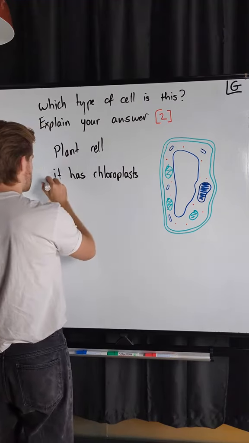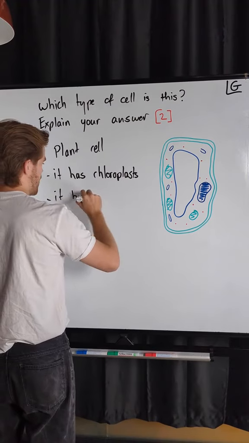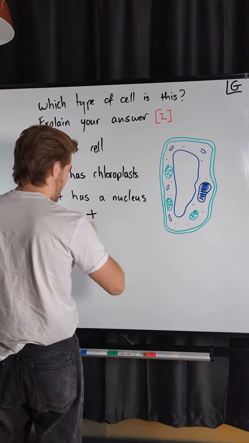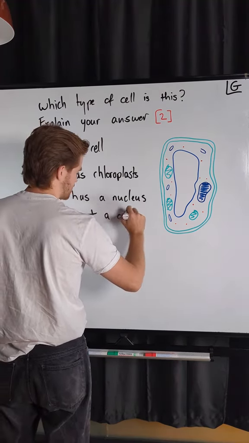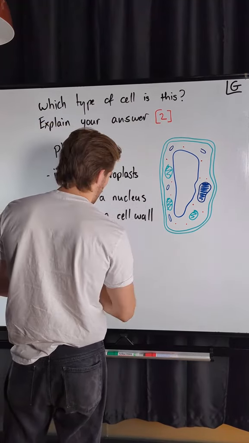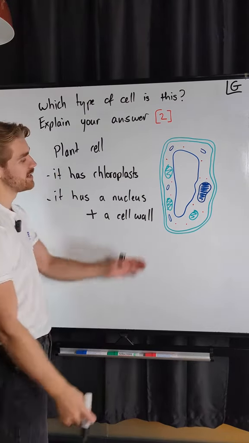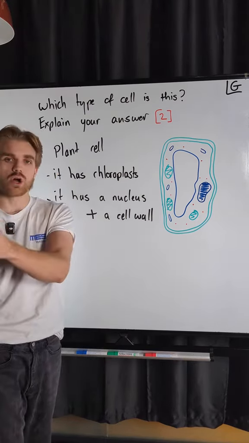or I could say it has a nucleus and a cell wall. So would you have fallen into that trap that most people would have and said just the cell wall because you wouldn't have got any marks?